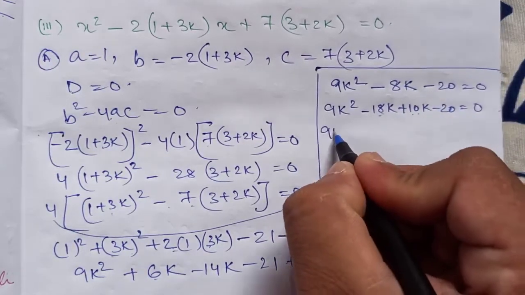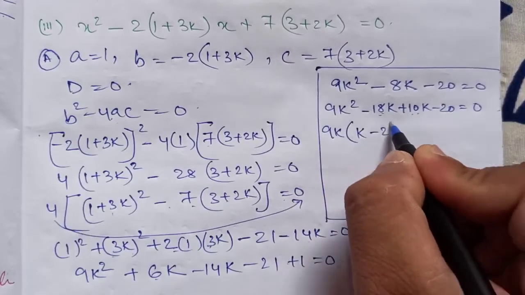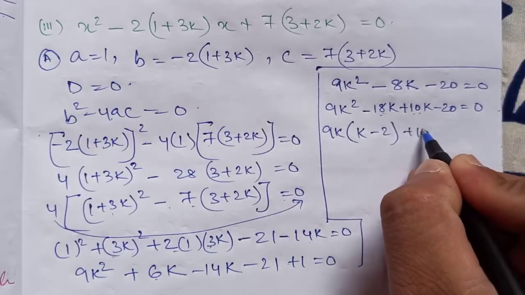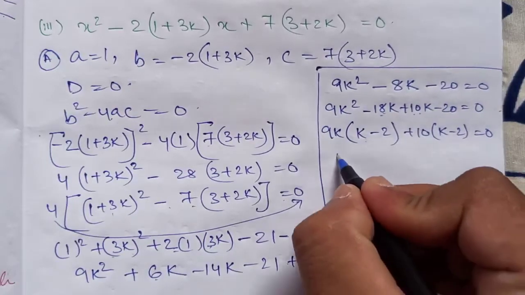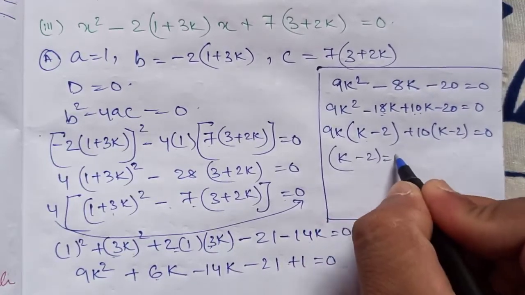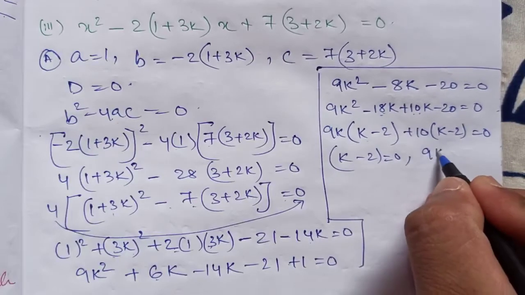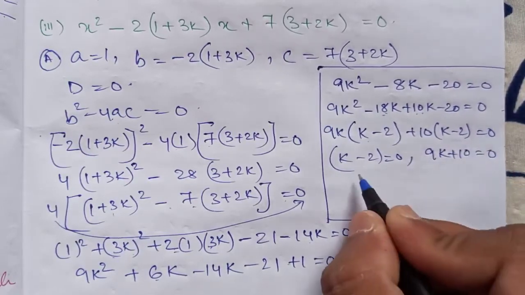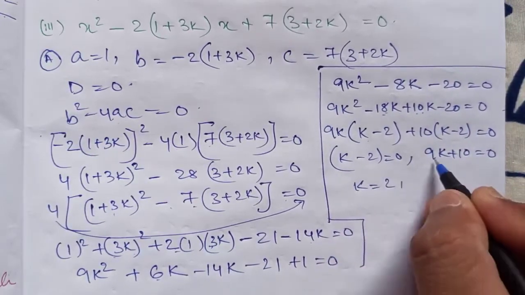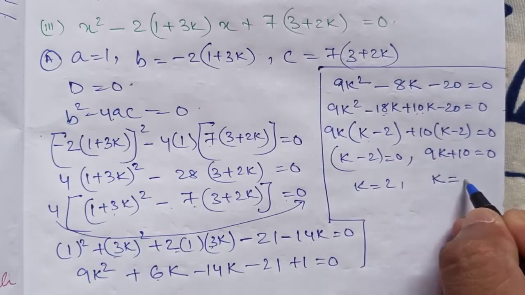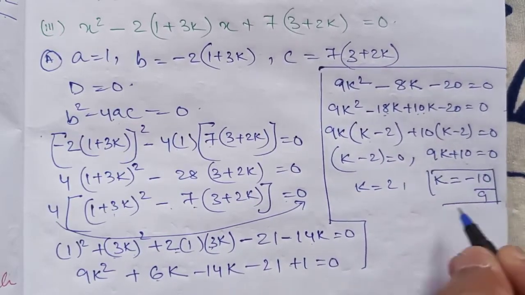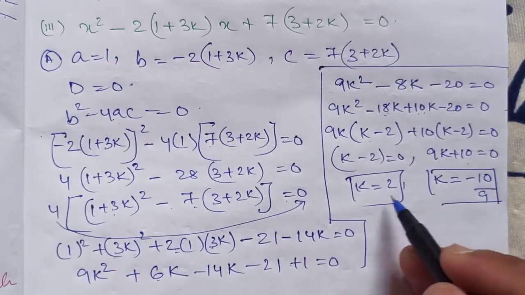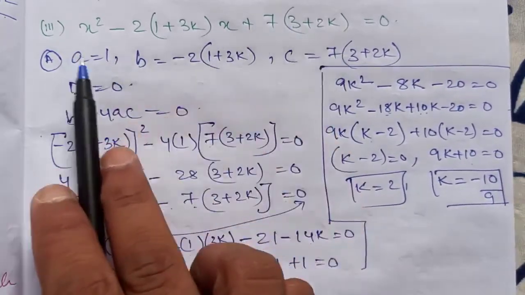Now take out 9k common, you will get k minus 2, and from here take out 10 common, you will get k minus 2 equals to 0. Write one from this, k minus 2 equals to 0 and 9k plus 10 equals to 0. So from here we will get k equals to 2, and from here we will get k equals to minus 10 divided by 9. Okay, so these are the two values of k from this given equation.